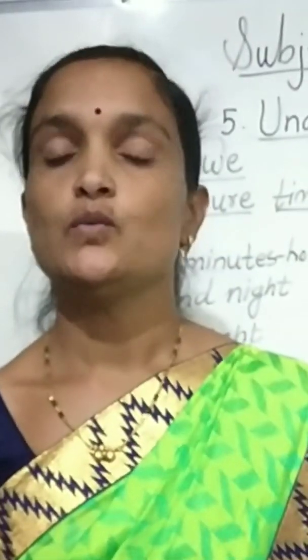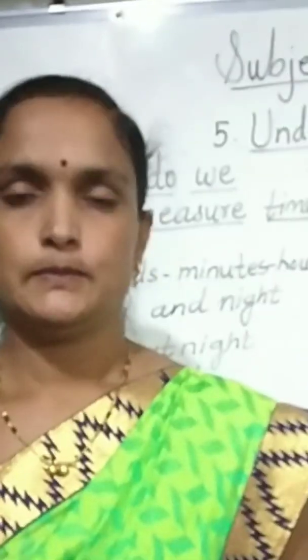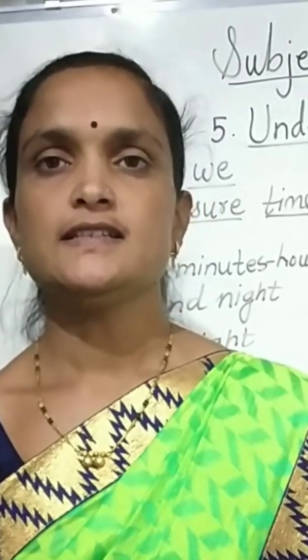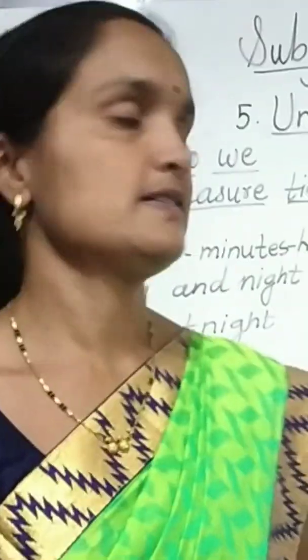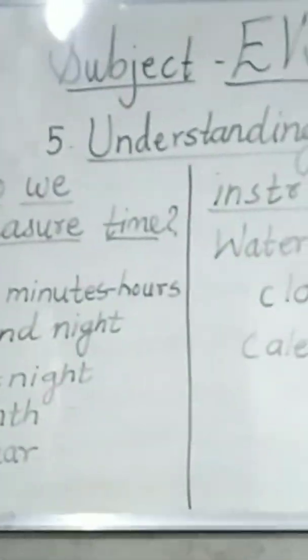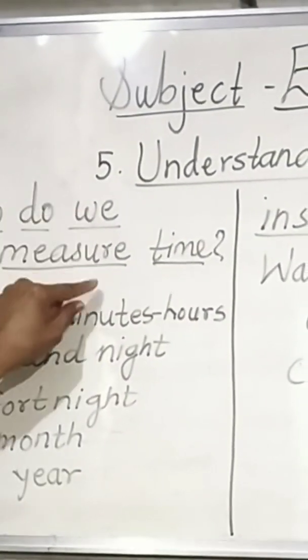Children, as you know, in the previous lecture we learned about lesson number 5, understanding time. So we have started our 5th lesson, understanding time. Today we are going to continue with the same lesson. Children, today we are going to see 2 points here. First is, how do we measure time?